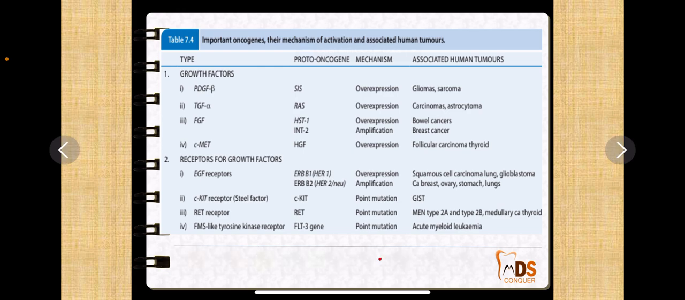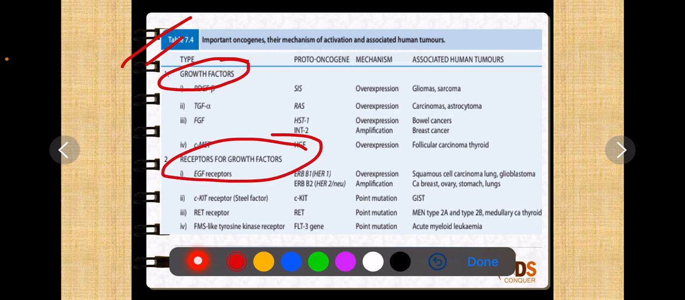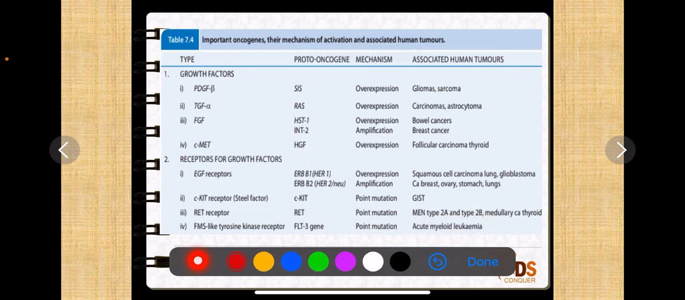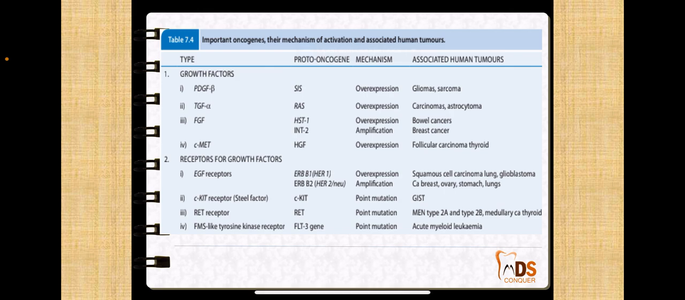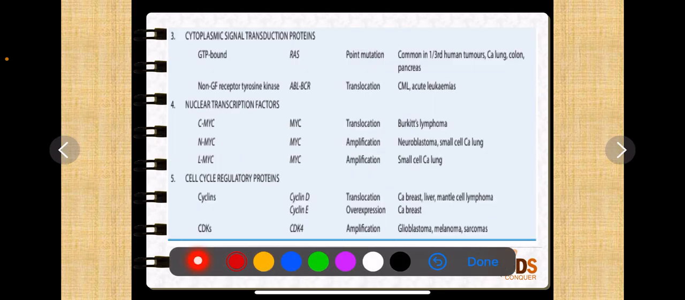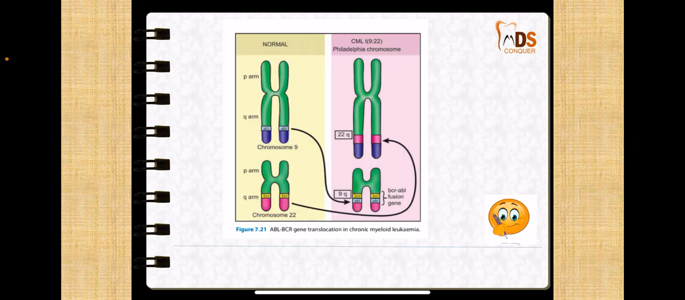So from the exam point of view, a little memory based is a table. So what are the different growth factors, what are the receptors of growth factors, and what are the associated tumors. Okay, you have already gone through this, again give a good quick reading to it. Even again this one, the cytoplasmic signal transduction proteins, the nuclear transcription factors, and cell cycle regulatory proteins, and the associated ones, just give a quick glance.